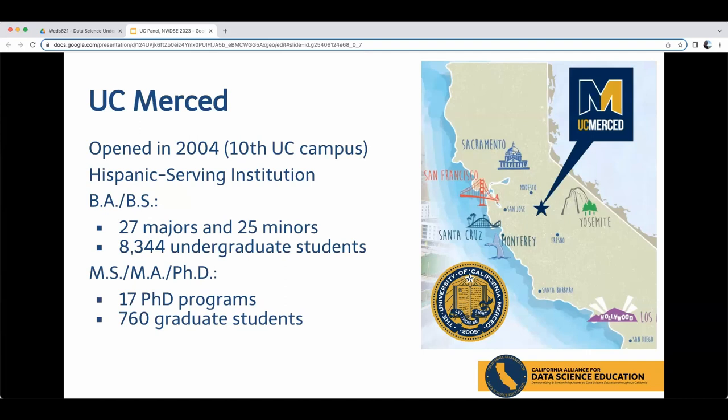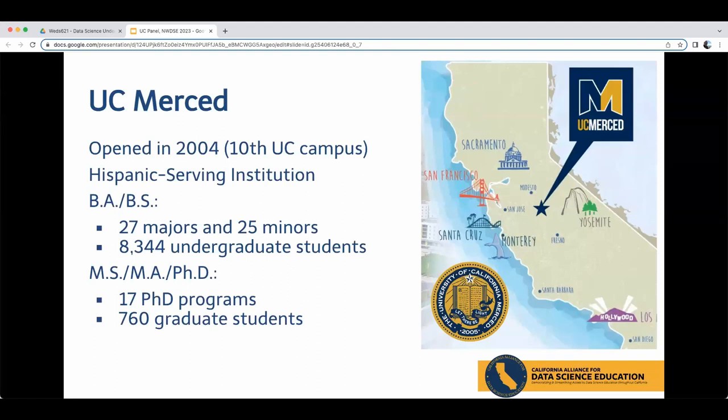So Merced is about 2 hours southeast of here. People say it's in the middle of nowhere, but we say it's the middle of everywhere. It's close to Yosemite. It's the 10th campus, the newest campus in the UC system.